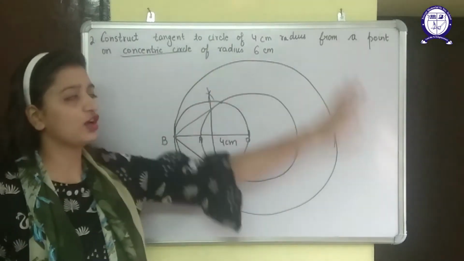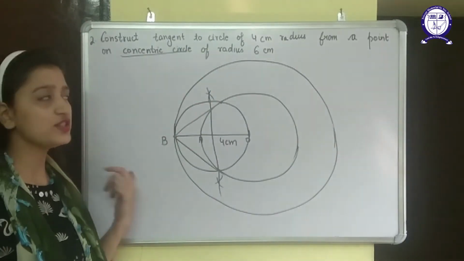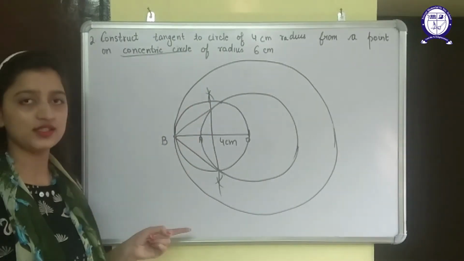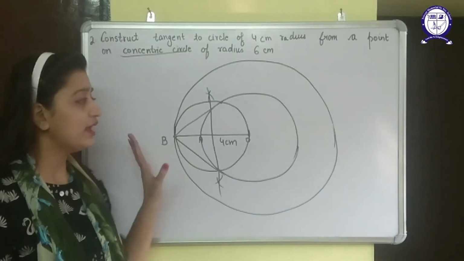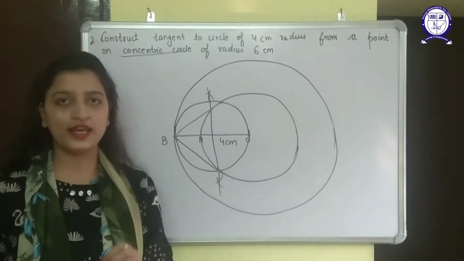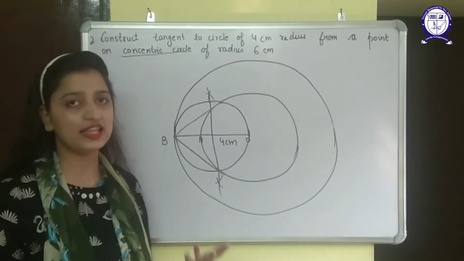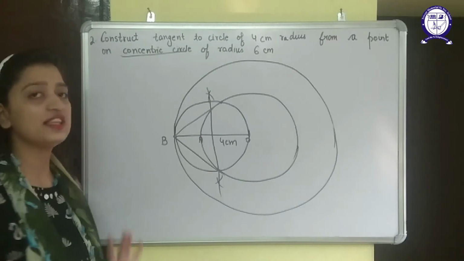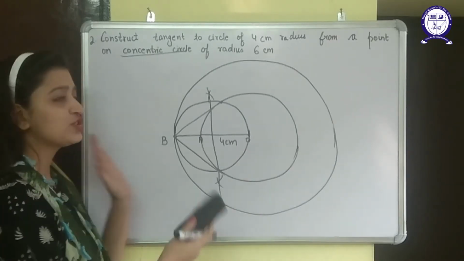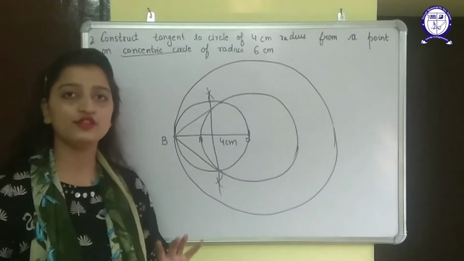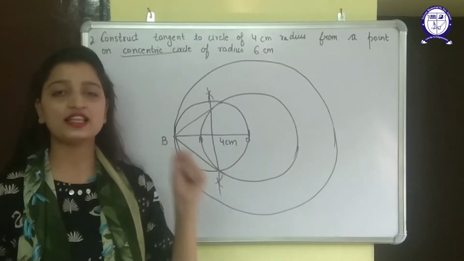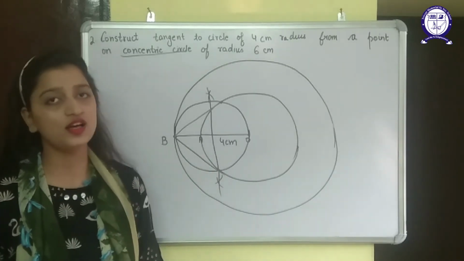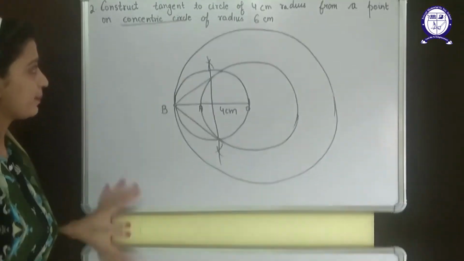Now the procedure was the same, drawing the middle circle and drawing the perpendicular bisector and all, but I need to draw another circle of 6 cm also, because I need to take the point on that circle. So that's why the diagram looks quite complicated, but when you keep on practicing them, you will know how easy this is to draw. It just looks very messy, it looks very confusing, but when you practice it again and again, you can easily make the questions.